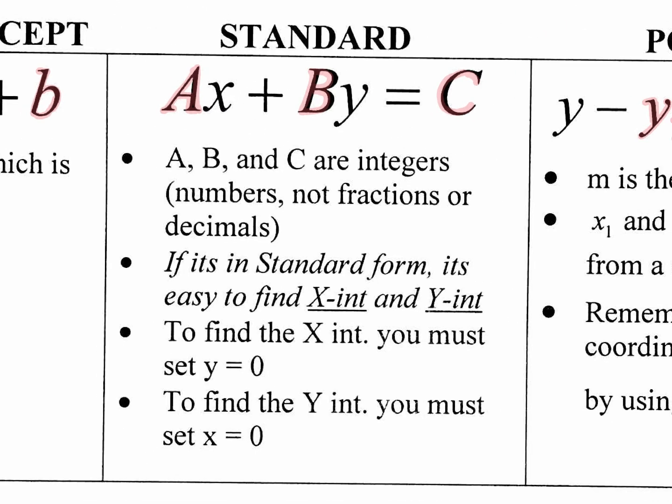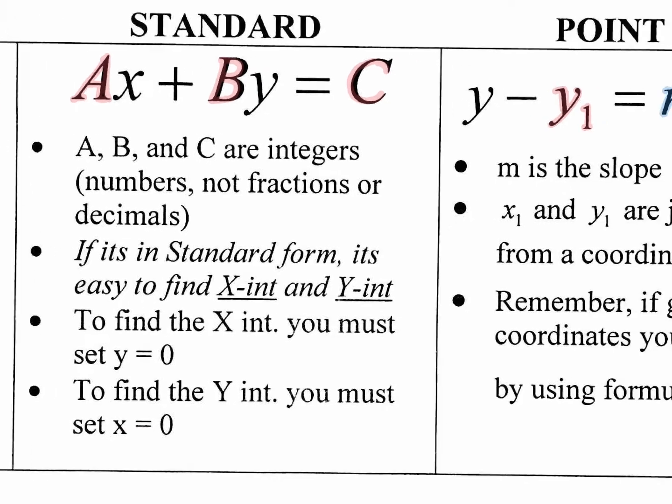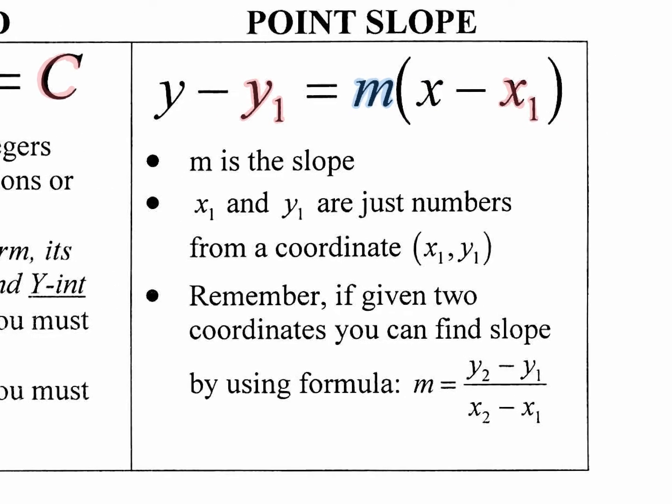We know standard form, they're capitalized A, B, and C to help you remember that they're nice numbers, no fractions, no decimals. We know that this standard form equation is great if they ask you to find the x-intercept and the y-intercept. You could use that for graphing, right? How do you find the x-intercept? You set y equal to 0 and solve. To find the y-intercept, you set x equal to 0 and solve. So these are all the details about the different forms that we should know up until now.